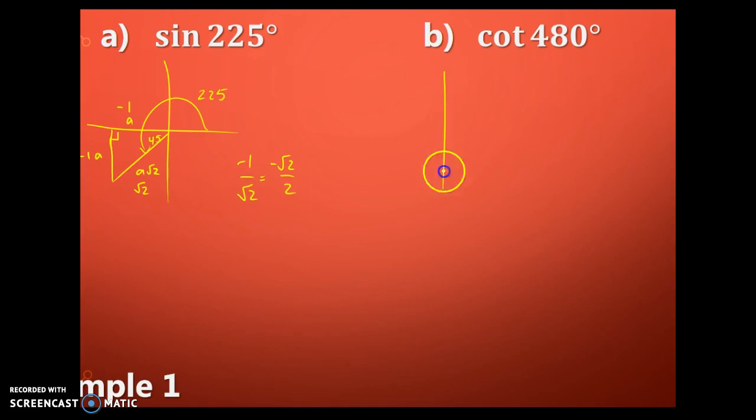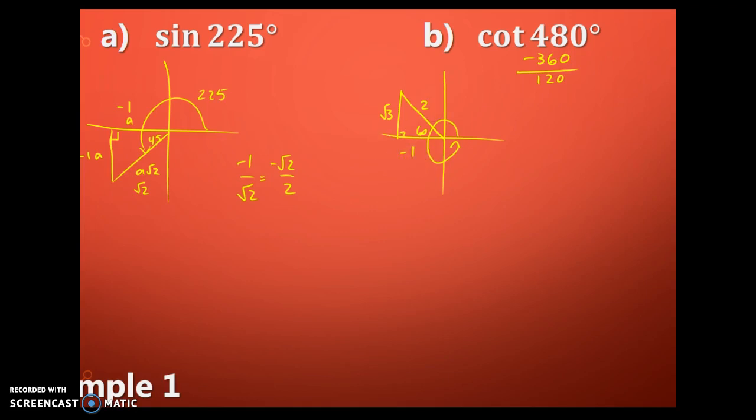Cotan, I can follow the same idea. 360 spins all the way around, and I can say that that's going to be coterminal with 120. 120 would fall out here, being 60 degrees short of the 180. Once I know that's a 60, I can call this a root 3, and call that a 1, and call that a 2. Because I'm in quadrant 2, I put a negative.